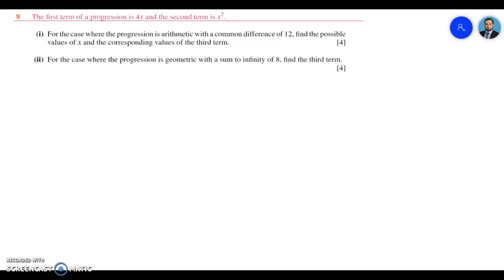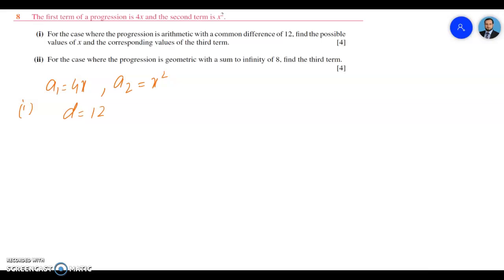In this video, we're going to look at a question from series and sequences. It says the first term of the progression is 4x and the second term is x squared. In the first part, it says for the case where the progression is arithmetic with a common difference of 12, find the possible values of x and the corresponding values of the third term.